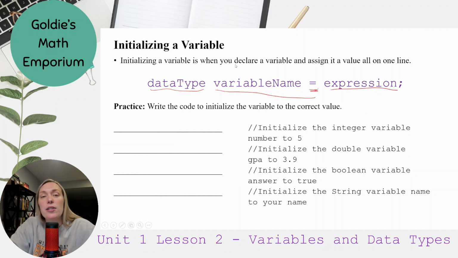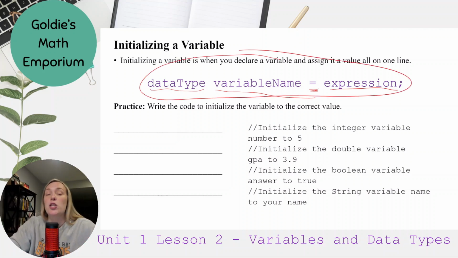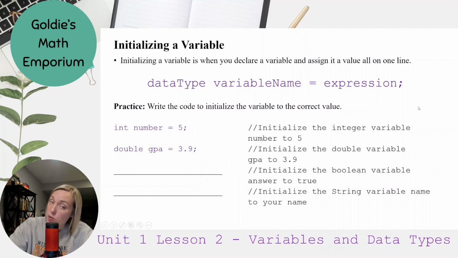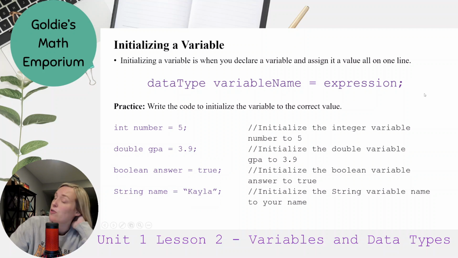Okay, so here's kind of the general expression for it. And this is what it's going to look like in practice. Int number equals 5. Double GPA equals 3.9. Boolean answer equals true. Or string name equals Kayla. Okay.